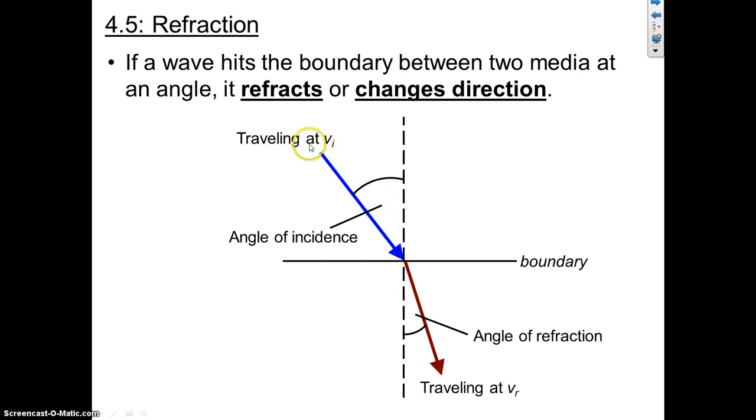In other words, this wave, which has some incident velocity, doesn't continue traveling along the same line. It's deflected by some amount. And the difference between these angles shows us how much deflection there is. So the final velocity is going to be different, right? The refracted velocity is different.